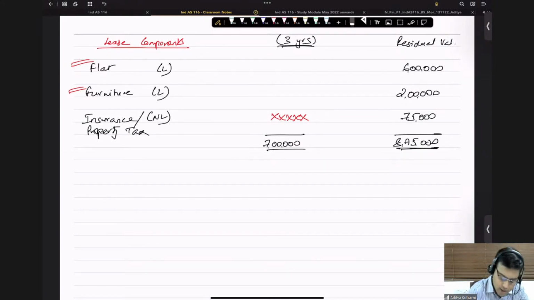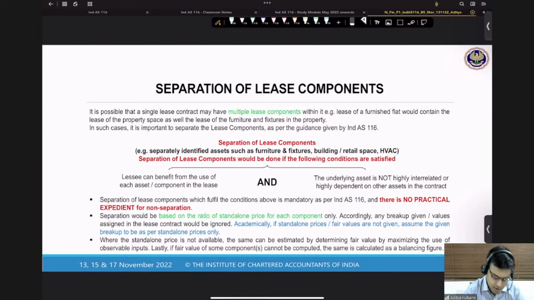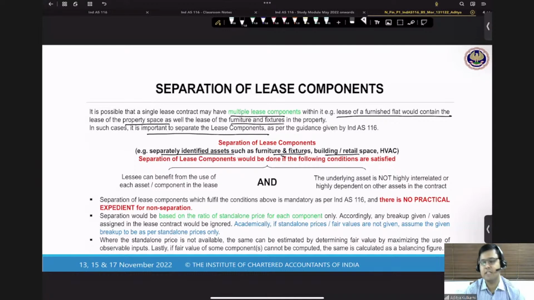We will just take a quick look at the notes on this. So you should know that whatever the sir taught is what is written in the notes. Okay. It is possible that the lease contract may have multiple lease components. Like a lease of a furnished flat would contain property as well as the furniture and fixtures. It is important to separate the lease components. So separately identified assets such as furniture fixtures, building, retail space, air conditioning.